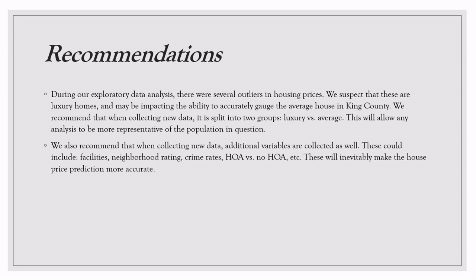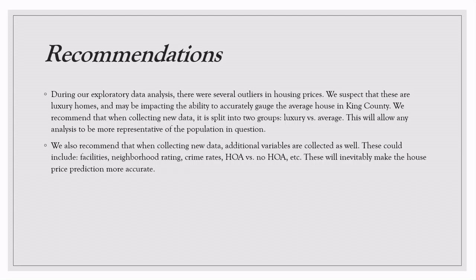And finally, we get to the so what of our analysis. How can we put what we've discovered into action? Well, we suggest that because of the outliers in housing prices, we might not be accurately describing the average house in King County. So we suggest that when new data is collected, it's split between a luxury group and an average group, depending on some threshold specified by the next interested parties.